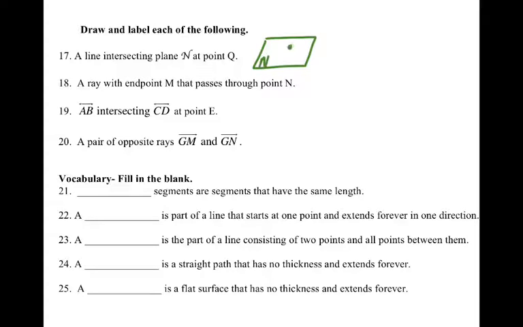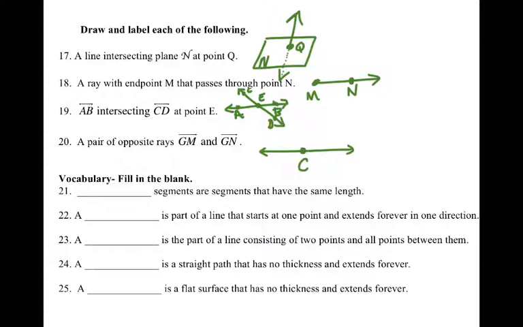So just draw a little plane N and a line that goes through it at point Q. Number 18, a ray with endpoint M that goes through N. So it starts at M and goes through N. Number 19 says 2 intersecting lines. One's called AB and the other one is CD, and they intersect at point E. And then number 20, a pair of opposite rays, so it's just going to make a line with G in the middle. So GM and GN are your 2 rays.